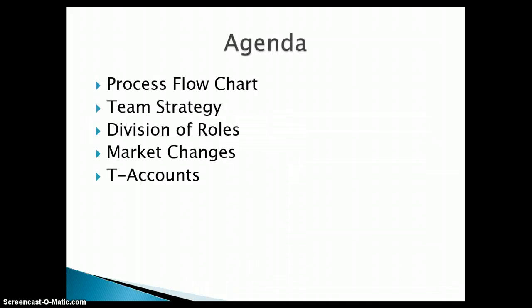So here's the agenda for the presentation. First, we'll look at the process flow chart, how the game worked. We'll then look at the team strategy, how we divided the roles, market changes that occurred during the game, and the T accounts. I provided both the written and Excel version, as well as round by round information.